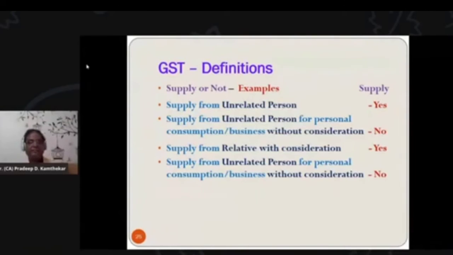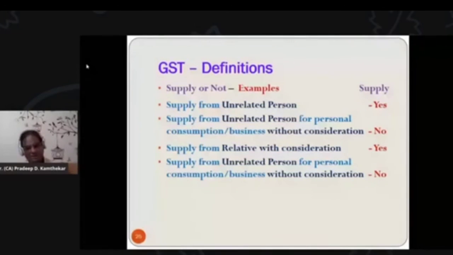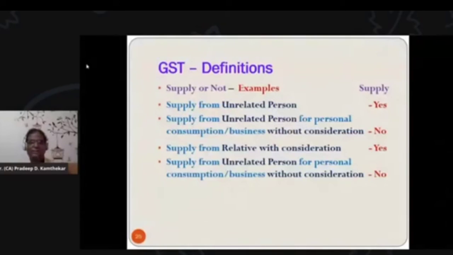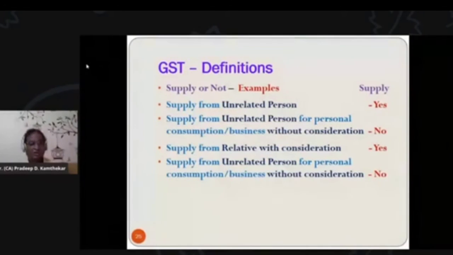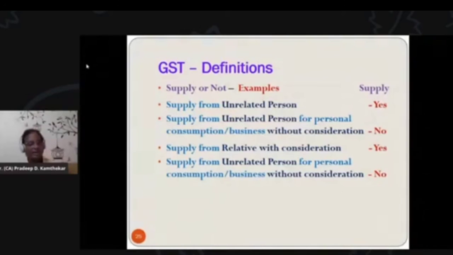Next thing, supply from a relative with consideration. When there is a consideration, obviously, whether it is a relative or a third party, it is supply of goods and services. Because no consideration, no supply. With consideration, it is definitely supply of goods and services, whether from a relative or from a third party. Then we have supply from unrelated person for personal consumption without consideration.